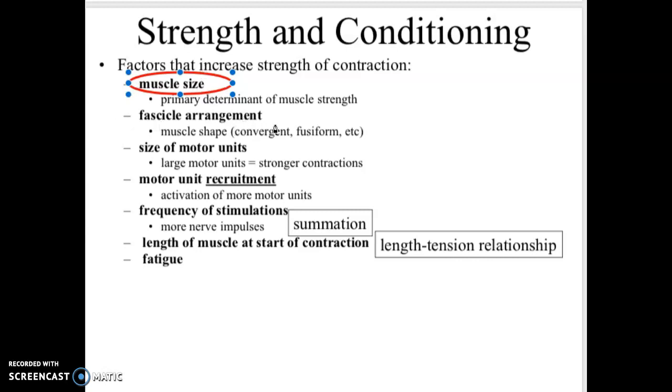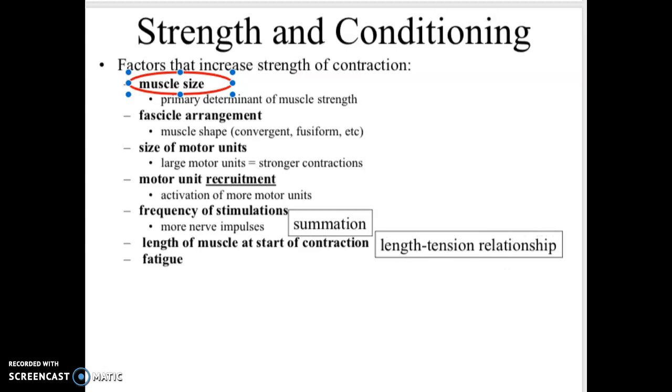The arrangement of the muscles: some muscles are square shaped, some are long shaped, some are circular shaped. Depending on the shape, that determines how strong the muscle is. The size of the motor units: remember a motor unit is the muscle fibers and the nerve that innervates them. So bigger motor units equal stronger contractions. And then the more motor units being recruited, the stronger the contraction. More nerve impulses: the more signals that your brain is sending to contract, the more contraction you'll get. And then the length-tension relationship, so that optimal resting length that we talked about is really important in how strong a contraction will be.